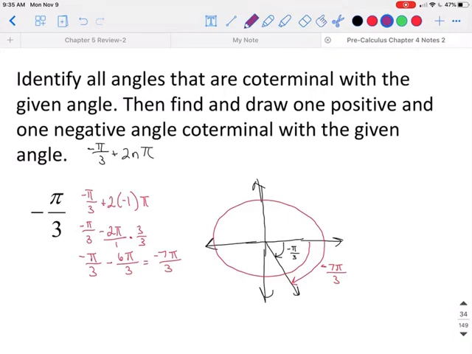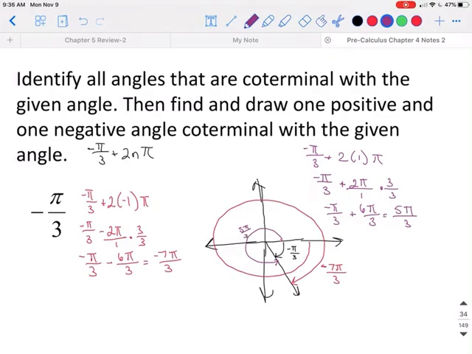To find the positive coterminal, we're going to do negative pi over 3 plus 2 times 1 pi, or negative pi over 3 plus 2 pi. Again, we can write that as 2 pi over 1. We still need to get the denominators the same, so I can multiply the top and bottom of 2 pi by 3. So this will give me negative pi over 3 plus 6 pi over 3. Since the denominators are now the same, we can add the numerators. This will give us 5 pi over 3. So we would start and go counterclockwise until we hit that terminal side, and that would be a positive 5 pi over 3.